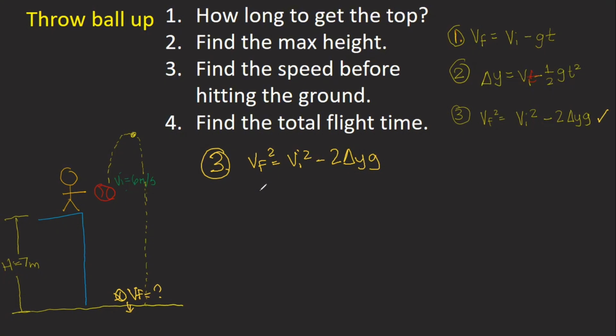Okay, so we are now solving for the final velocity. So we have here the initial velocity, which is 6 meters per second squared minus 2 times. Okay, class.